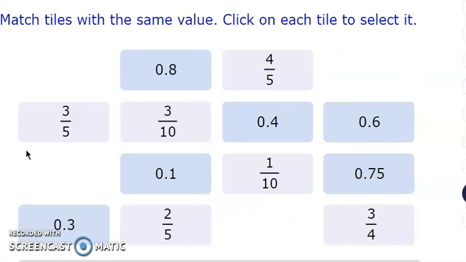So this and this, they are the same. Similarly, you can find any one of them. 4 by 5 is 8 by 10. So 8 by 10 is 0.8. So this and this are the same. I hope it is clear. So the rest of them you can do.